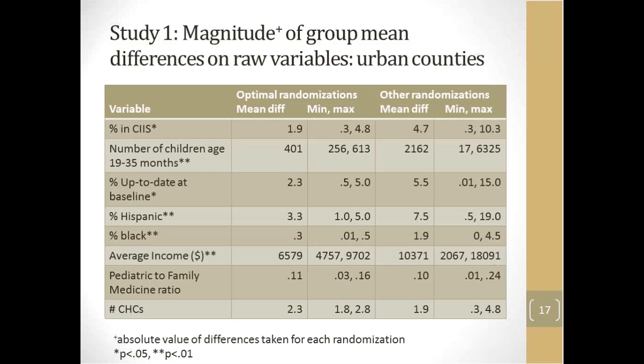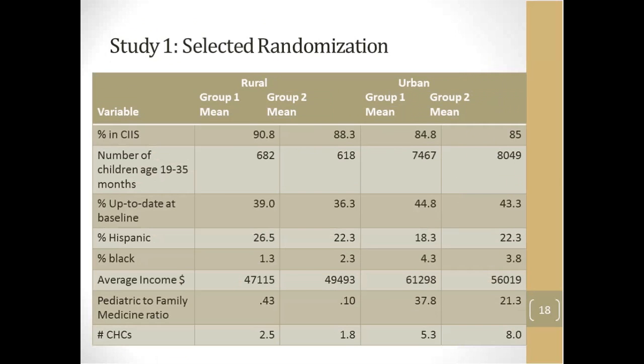Okay? Now, the selected randomization, so from that set of optimal randomizations, we just randomly selected one using a random number generator, and this is what we ended up with. So you'll see across the raw variables, it's fairly balanced in terms of group characteristics. Give you a moment to take a look at that. Okay?